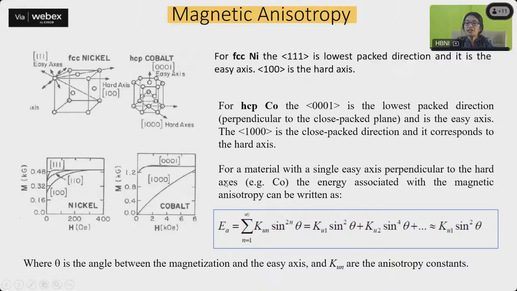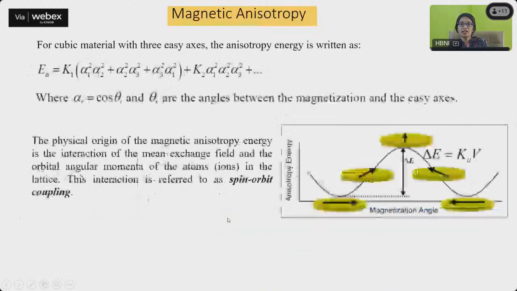So please remember, for a material with a single easy axis which is perpendicular to the hard axis, for example, like what you see in the case of this cobalt, the energy associated with the magnetic anisotropy is given by this particular formula, where EA is a summation of K, the anisotropy constant, times sine to the power 2n theta, and you are summing over all these n values from 1 to infinity. And this is how it is going to look. Theta is the angle between the magnetization, that is, wherever you are applying the magnetization, that direction, and the easy axis. And obviously, as I said, this KUn is nothing but the anisotropy constant.